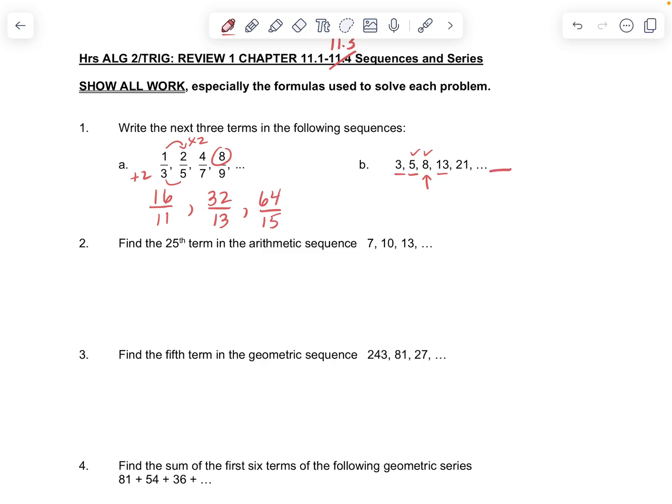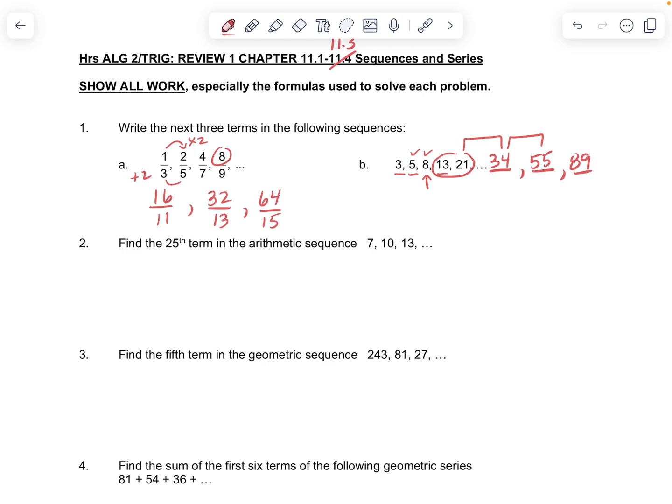So how am I going to get the next three terms? I'm going to get 13 plus 21. That's going to give me 34. Then I'm going to add 21 plus 34. That's going to give me 55. And then if I add 34 plus 55, that's going to give me 89. Is that correct? I hope so. Okay. So don't forget about Fibonacci. If you're having a really hard time figuring out a pattern, it's probably the Fibonacci sequence.